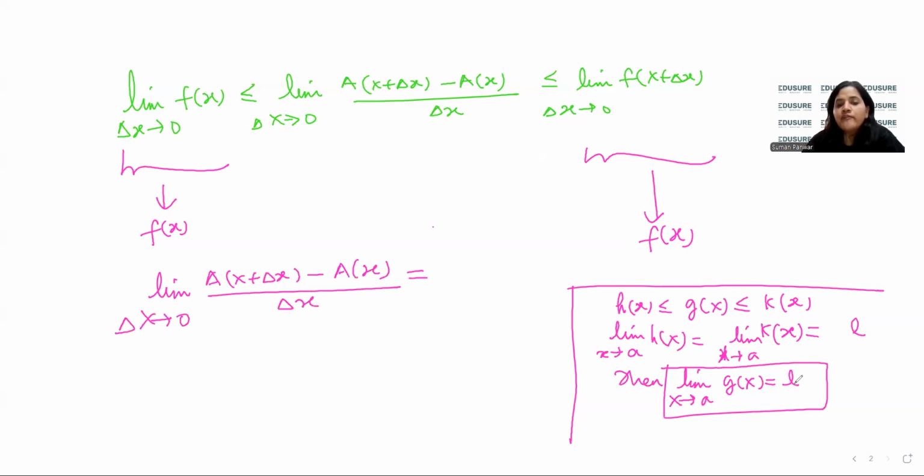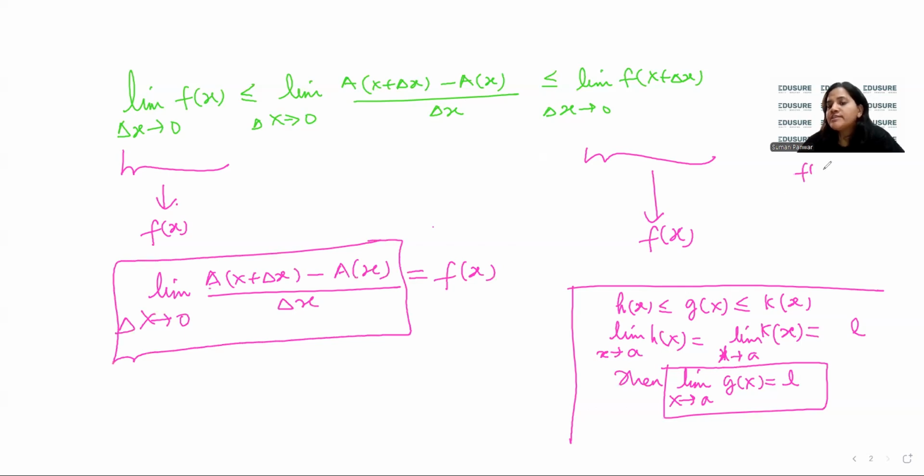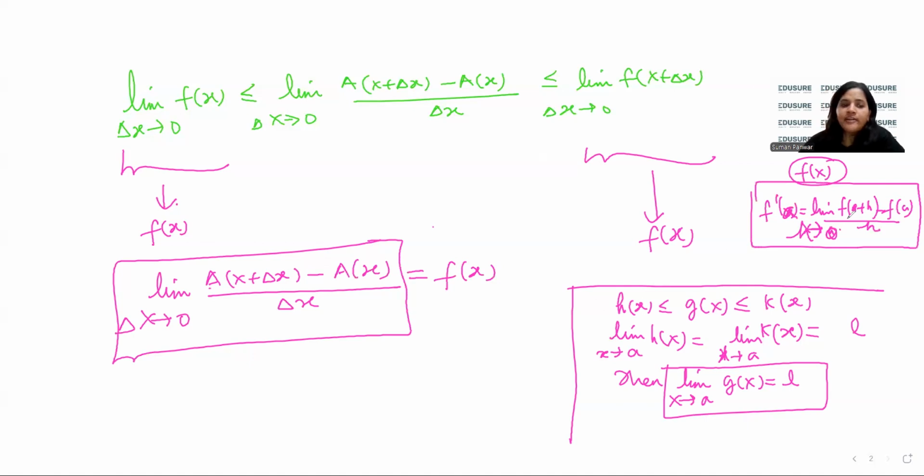This is also equal to f of x because this limit and this limit are equal. Now, this is the definition of the derivative at a. We can note that if f(x) is a function, then the derivative at a is nothing but the limit as x tends to a of f of a plus h minus f of a divided by h, with h tending to 0. So when we calculate the derivative at a, this is going to be the derivative.